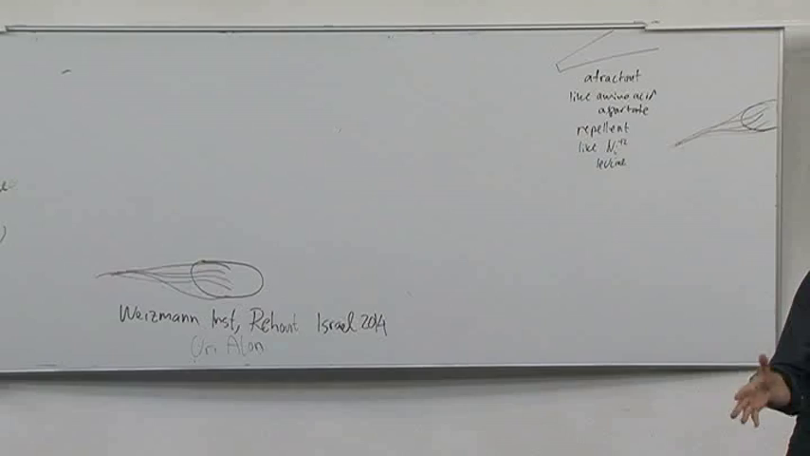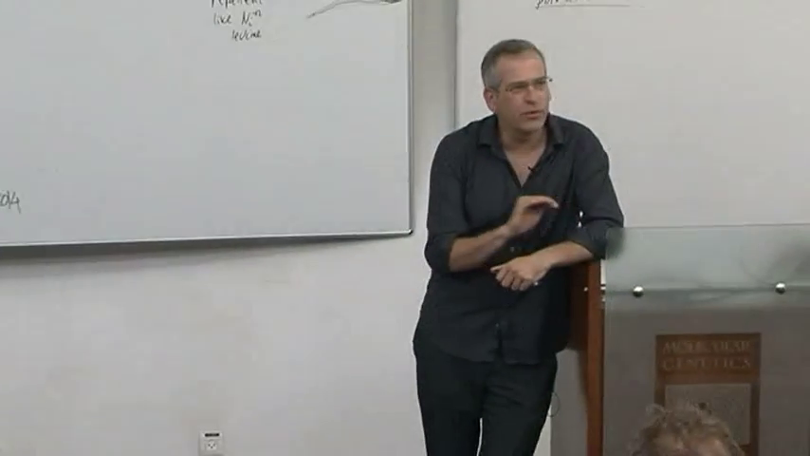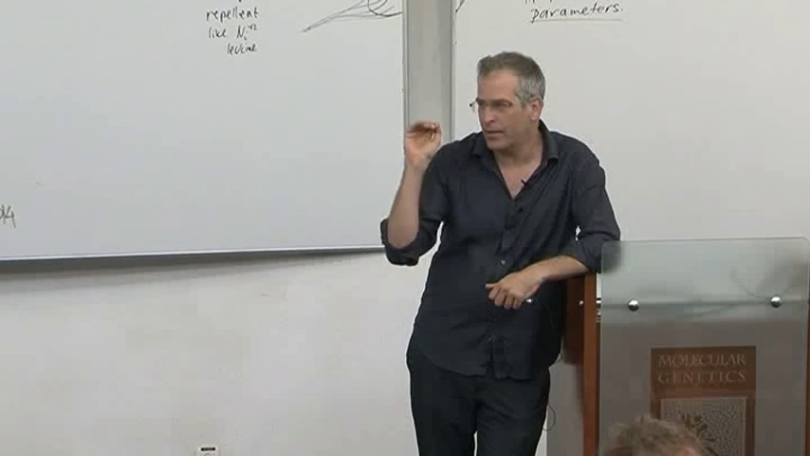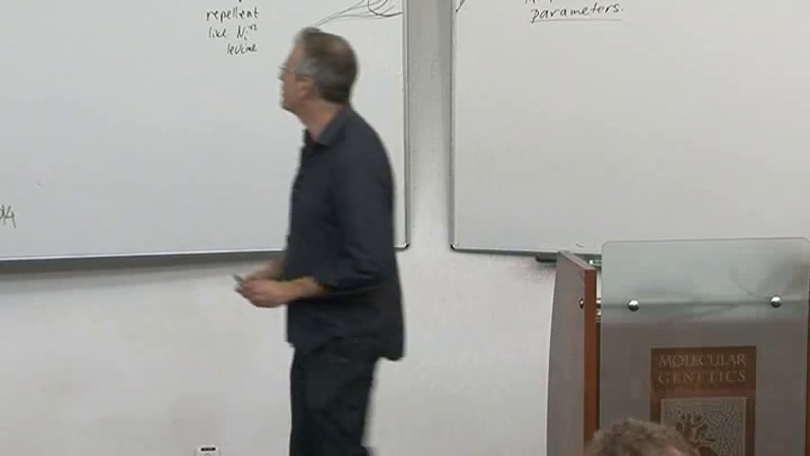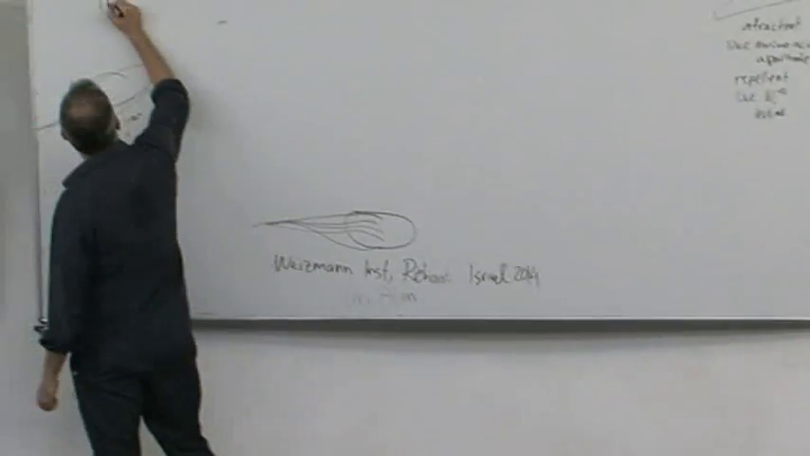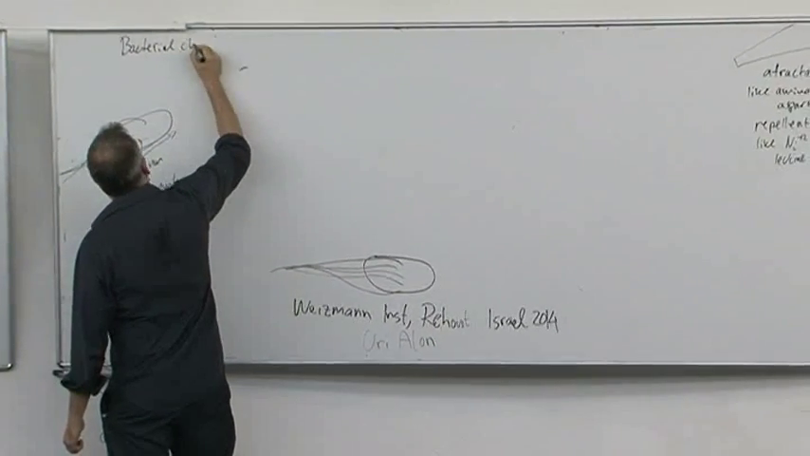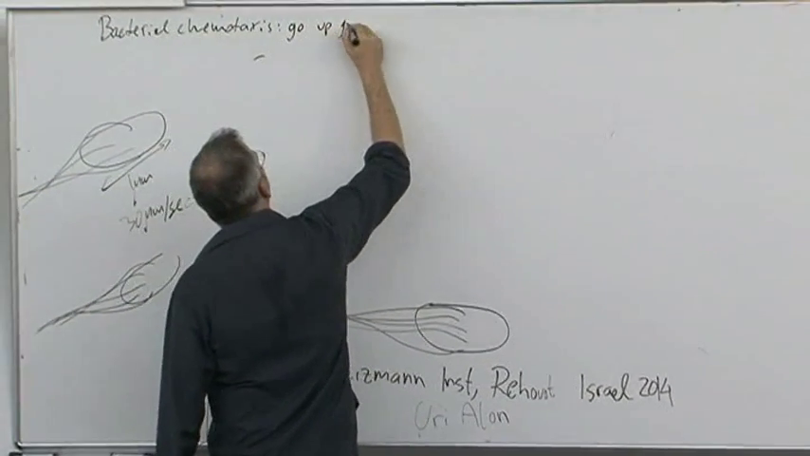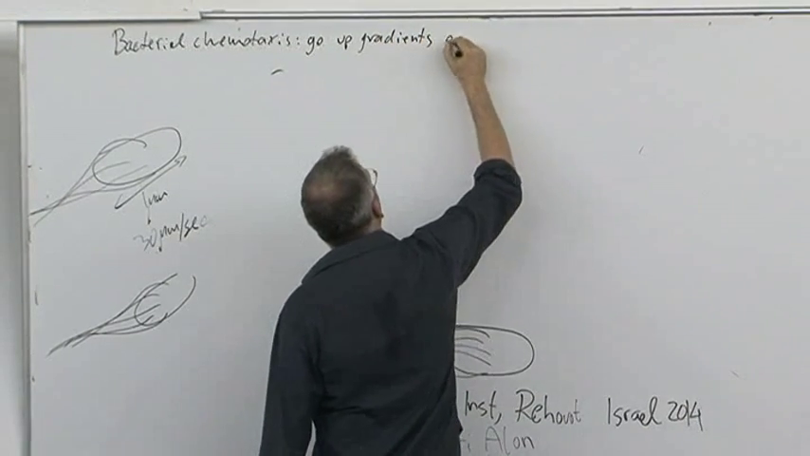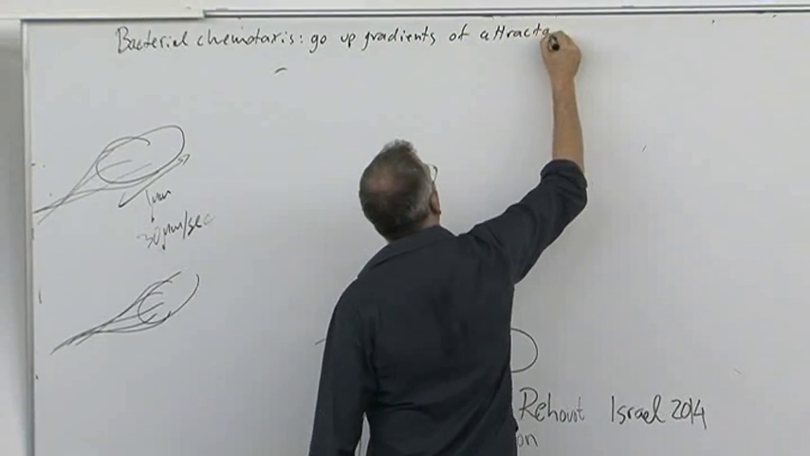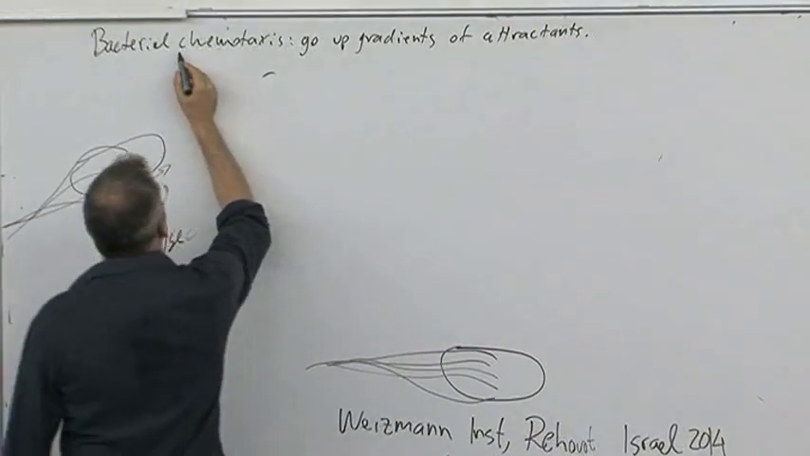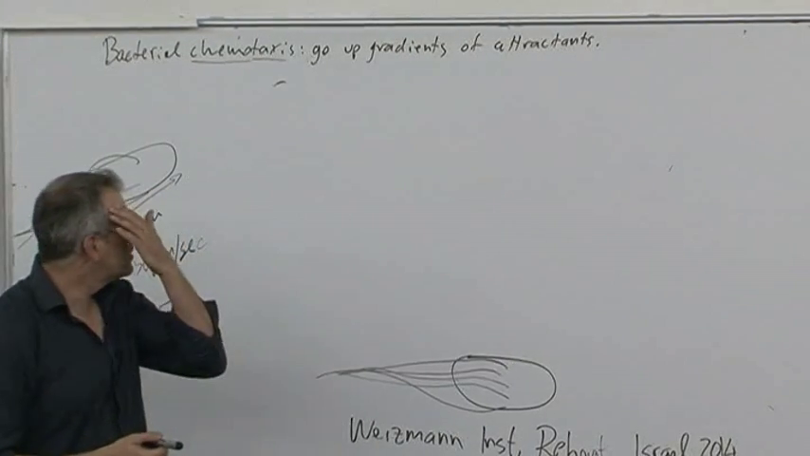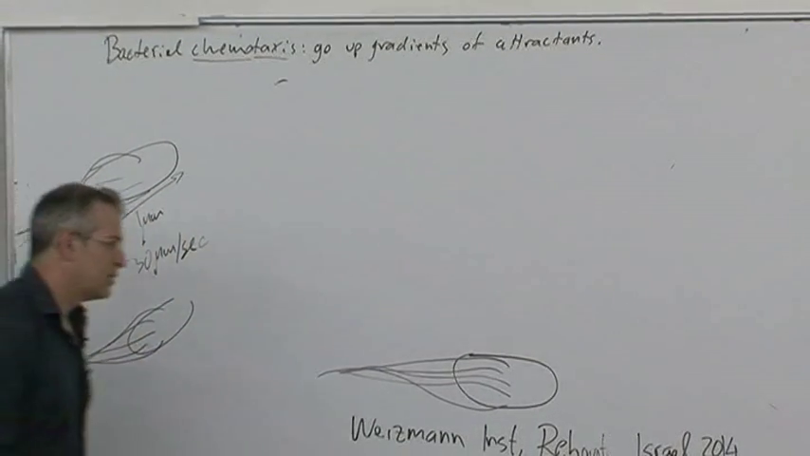They go away. They run away from this pipette. In other words, they can sense gradients of chemicals and climb up gradients of attractants and go down gradients of repellents. This is called bacterial chemotaxis. They go up gradients of attractant. Chemotaxis, when they sense a chemical, they call for taxi. The origin of the word.